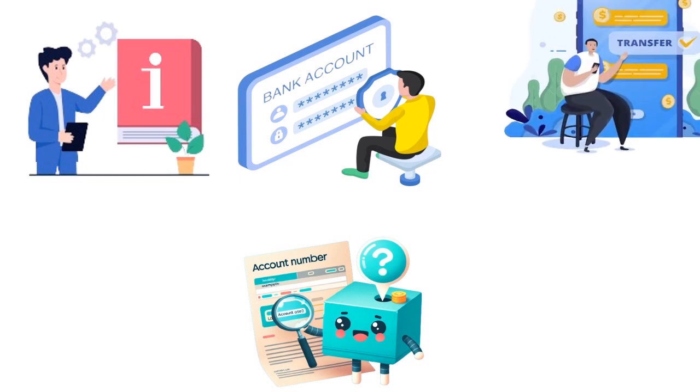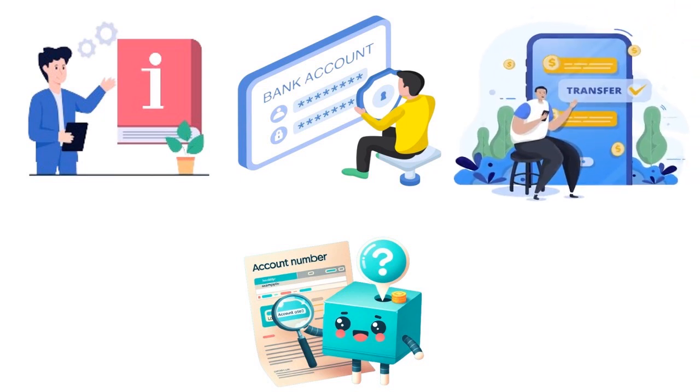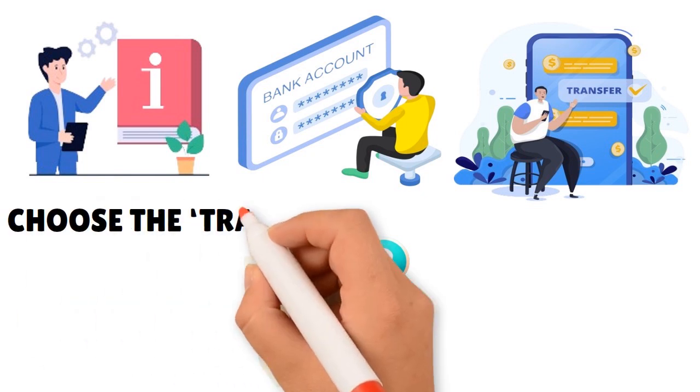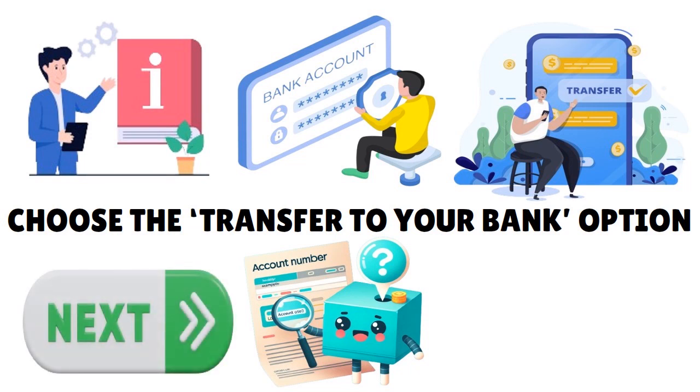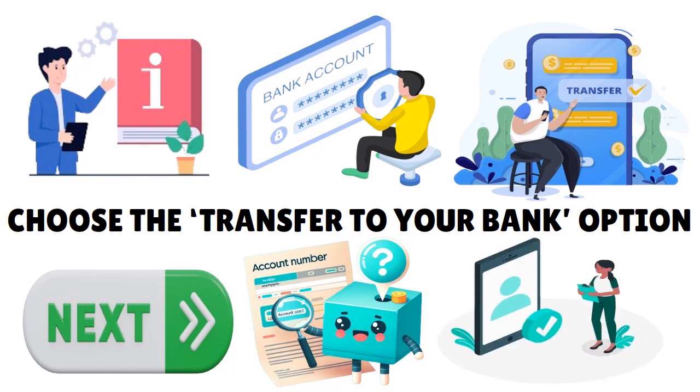Then you want to transfer money from PayPal to your bank account. So basically, you go to your wallet, click on transfer money, choose the transfer to your bank option, select the appropriate bank account and click continue. Then enter the amount you wish to transfer, click next, confirm everything is correct, and click transfer now. Don't forget that you have to confirm everything is correct.